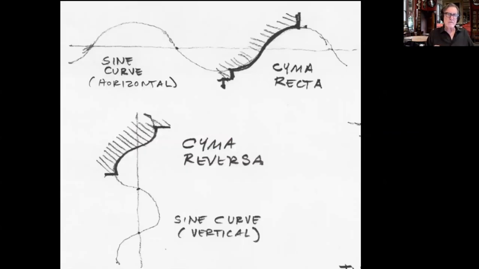Keeping that curve in mind, we can see that the cyma moldings are sections of a sine curve. The cyma recta is constructed as a horizontal sine curve. So, a piece of a horizontal sine curve, as appropriate for a crowning element because the geometry emphasizes horizontal outward motion. The cyma reversa molding, conversely, is constructed as a vertical sine curve, as we can see over here on the left. As appropriate for a supporting element, the geometry emphasizes vertical upward motion against the loads above.